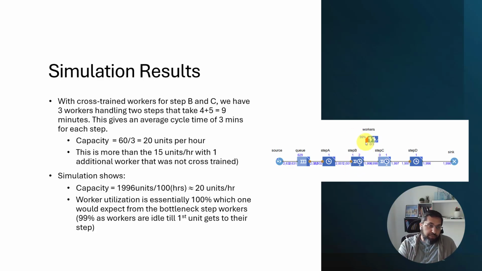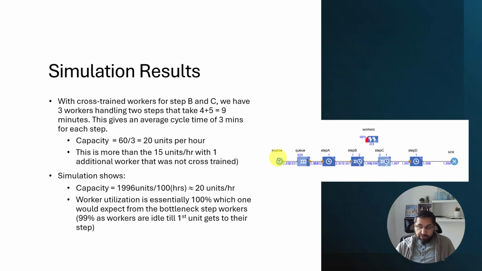Again, why do they have 99% utilization? Because the simulator, if you get 99.999, is just going to show you 99%. Okay, it's not going to show you 100. It's not going to round up to 100. And why do you have 99.99? Because the workers are idle until the first unit arrives, passes through step A, and gets to step B.